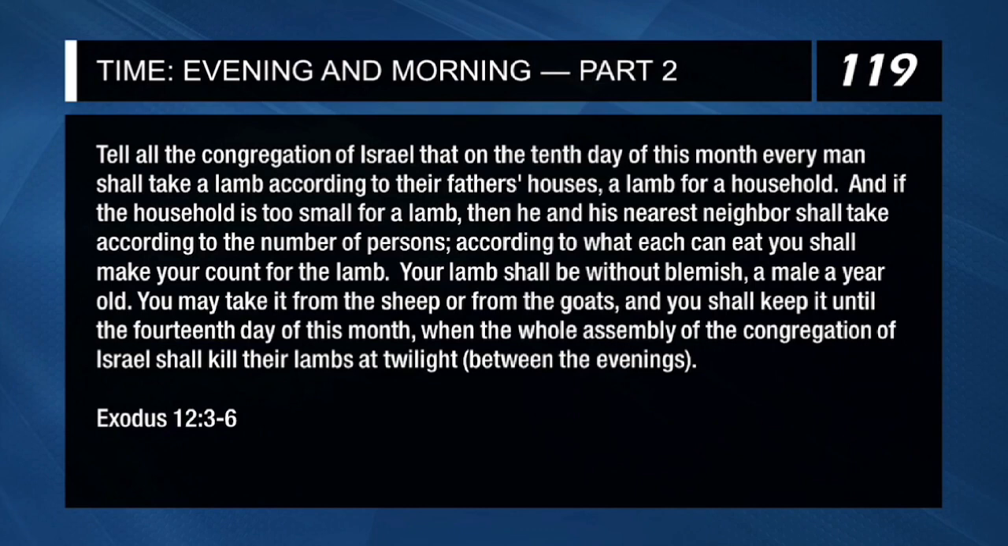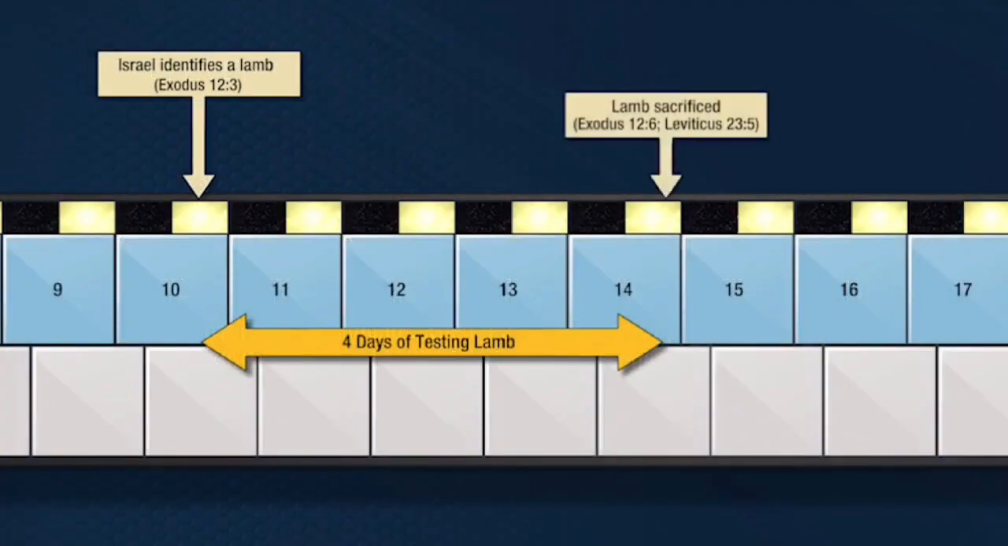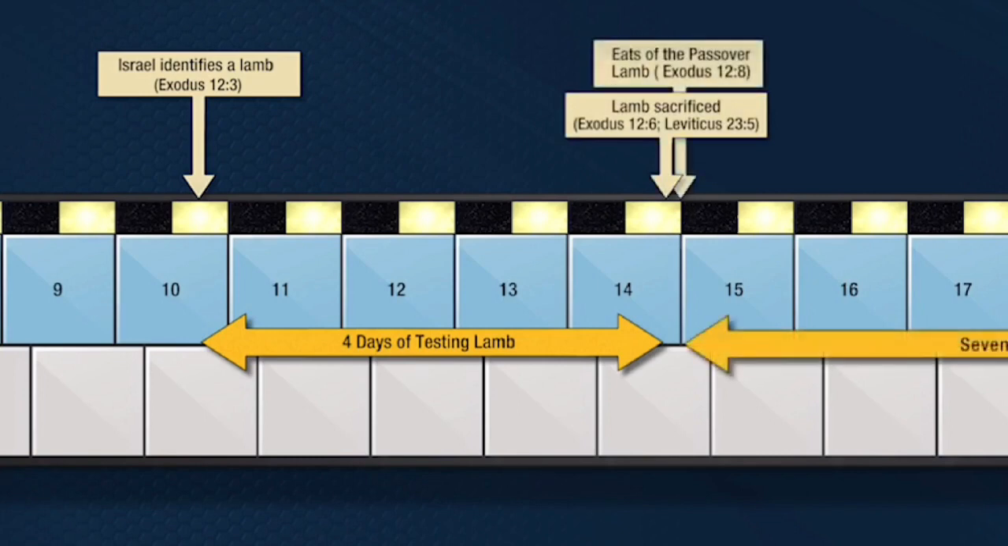Your lamb shall be without blemish, a male a year old. You may take it from the sheep or from the goats, and you shall keep it until the 14th day of this month, when the whole assembly of the congregation of Israel shall kill their lambs at twilight, or between the evenings. The lamb was sacrificed at twilight. This would allow a few hours to prepare and cook the Passover by fire. The Passover was then eaten that night.